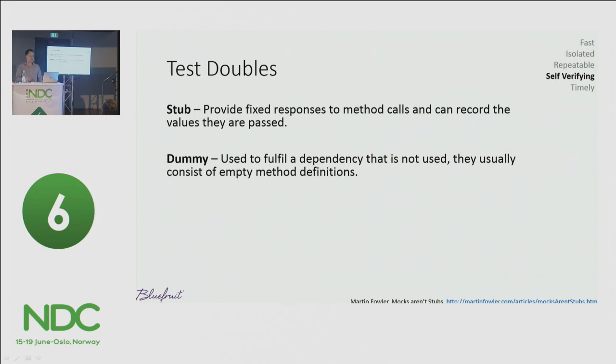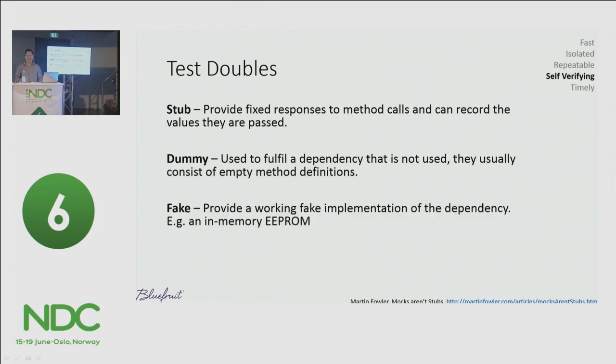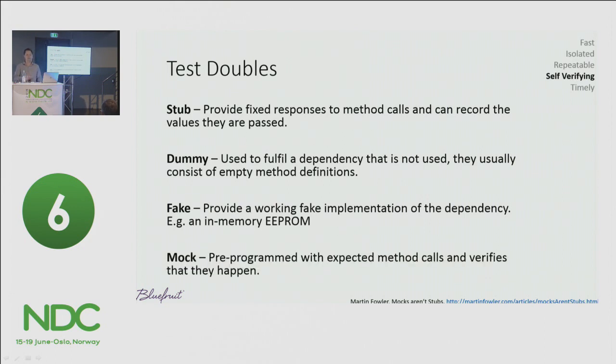Dummies. Dummies are used when we want to fulfill a dependency, but it's not going to be used within the test. Fakes. Fakes provide a completely working version of a dependency, but in a faked manner, something like an in-memory EEPROM. And the last type of test double we use is a mock. These are pre-programmed with expected behaviors, defined by a set of expected method calls, and then they verify that those happen at the end.